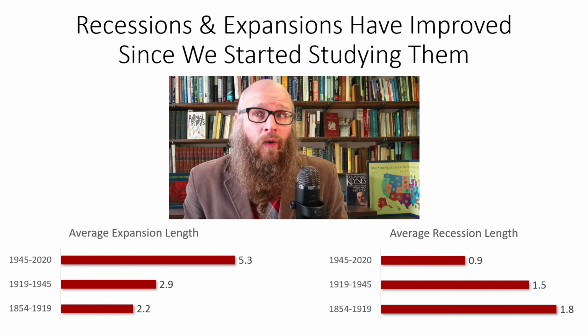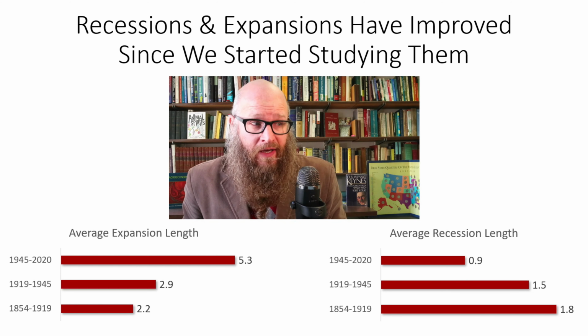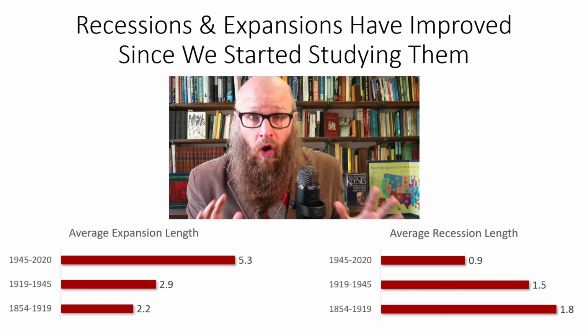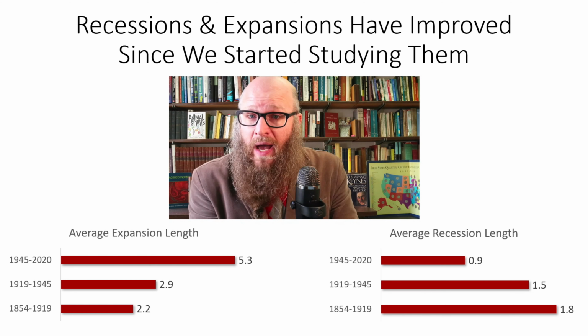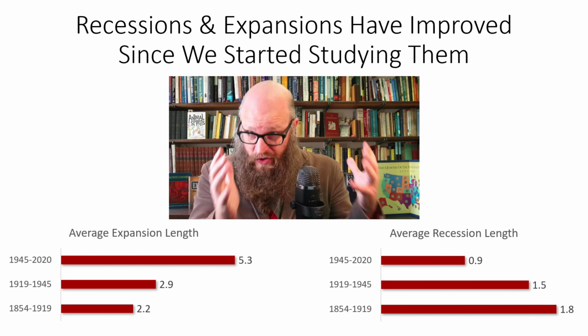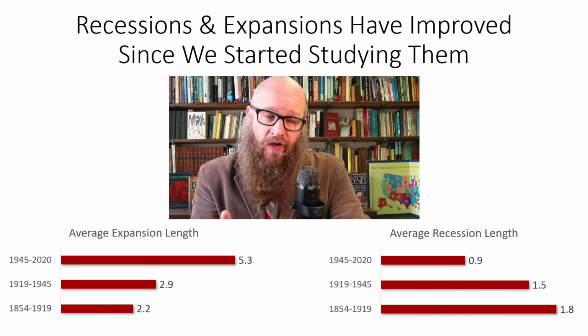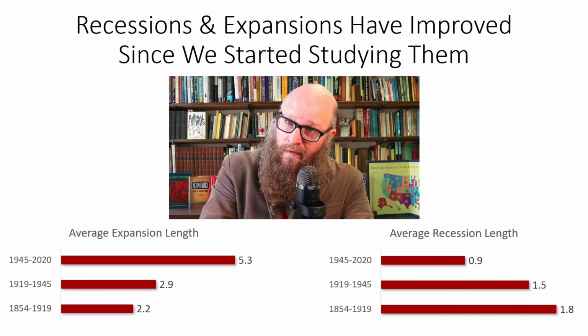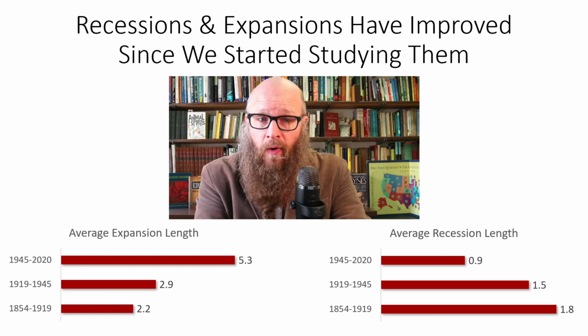Between 1854 and 1919, the average expansion was only 2.2 years, meaning you were seeing a recession every third year. And likewise, during that period, the average recession length was 1.8 years. So it was almost 2 years good, 2 years bad. In the interwar period between 1919 and 1945, which included the Great Depression, the average expansion length increased slightly to 2.9 years, and the duration of a recession shrunk from 1.8 to 1.5 years.